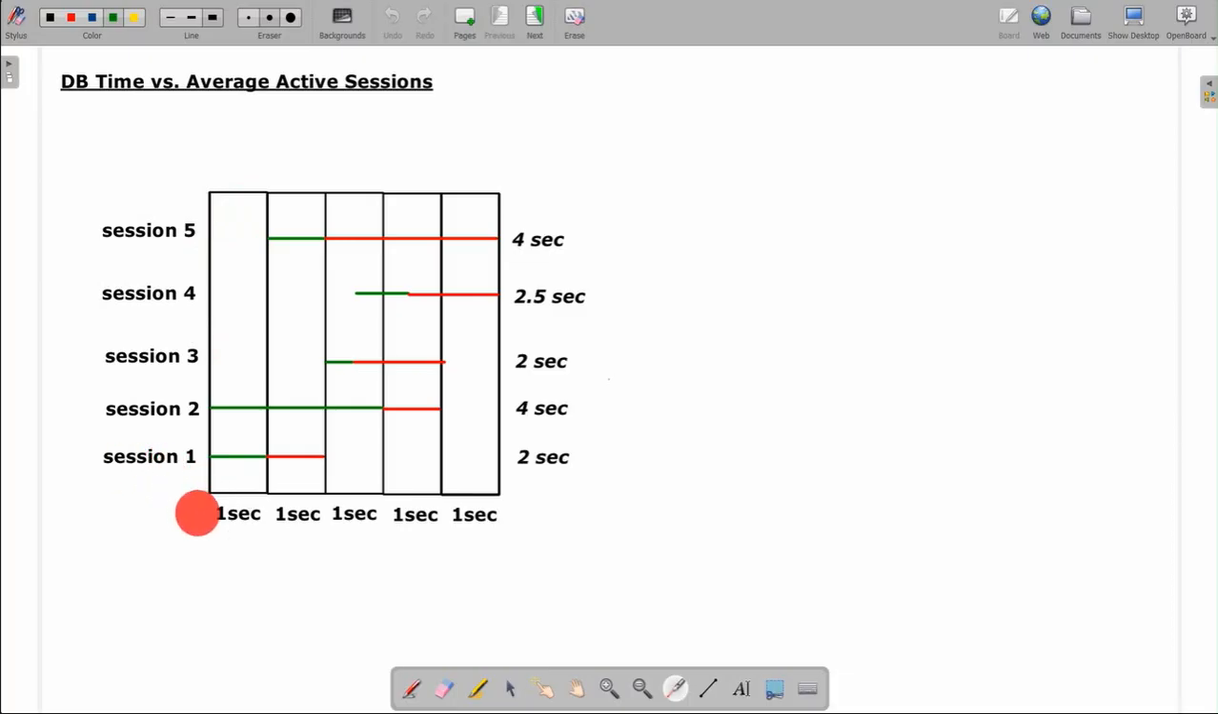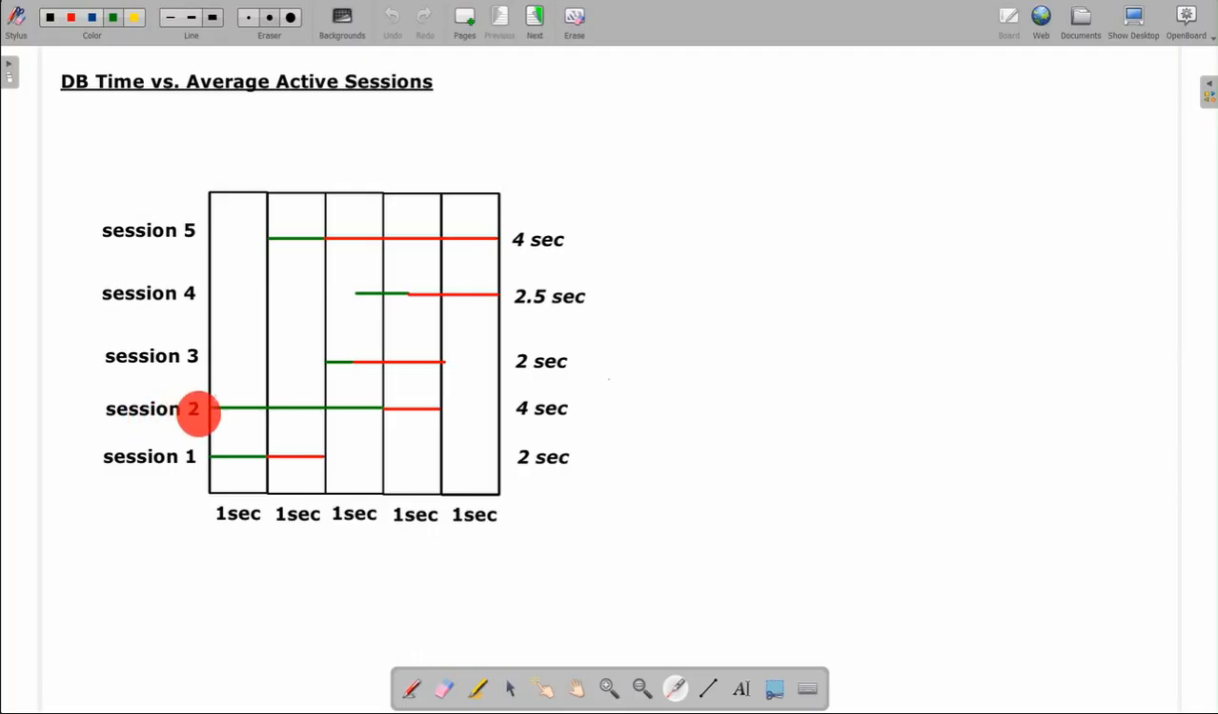Session 1 logged in at the beginning, and the green line, assuming that this is CPU time, is just an example I made this way. The first session issued a SQL statement and performed certain activities, spending 1 second of activity time. Then it had to wait another 1 second to complete the operation. So this session's activity time in the 5-second period is 2 seconds: 1 second CPU time, 1 second wait time.